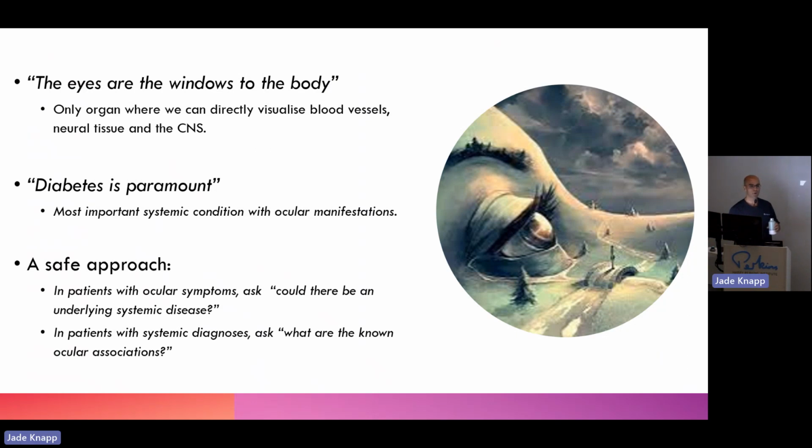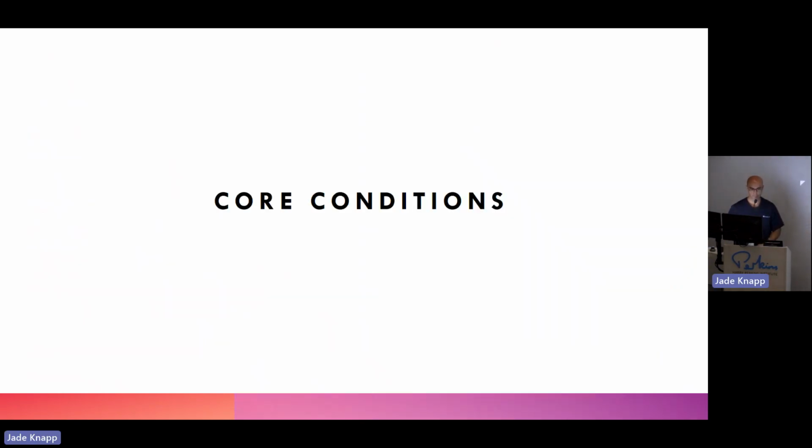So what's the safe approach overall? Someone presents with eye signs or symptoms, just think, could there be an underlying systemic disease? Do they have diabetes, first and foremost? And secondly, in someone with a systemic diagnosis or medication, particularly if they're the ones we cover today, you need to think, could this cause eye problems? That's the overview. So let's now get into the core conditions.